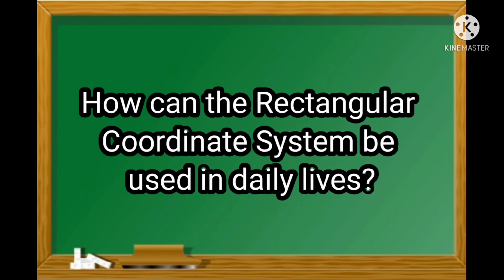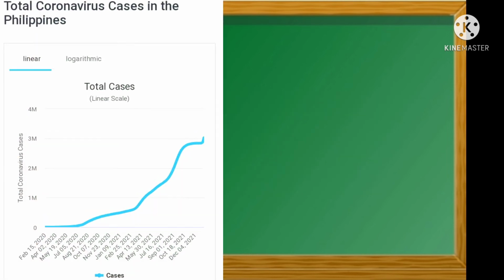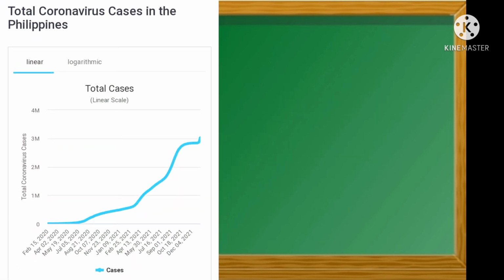How can the rectangular coordinate system be used in real-life situations? The rectangular coordinate system is very useful, especially in making a graph, because the concept of making a line graph is the same with plotting points on the Cartesian plane. Here is the graph of the number of COVID-19 cases in our country.